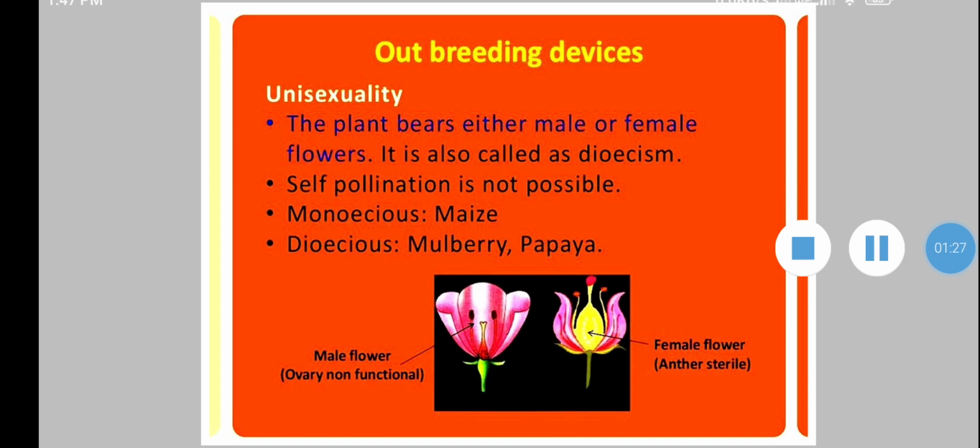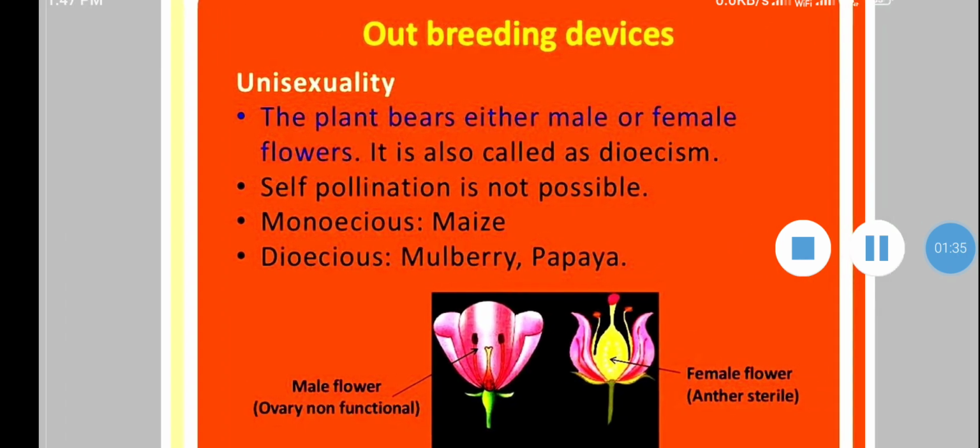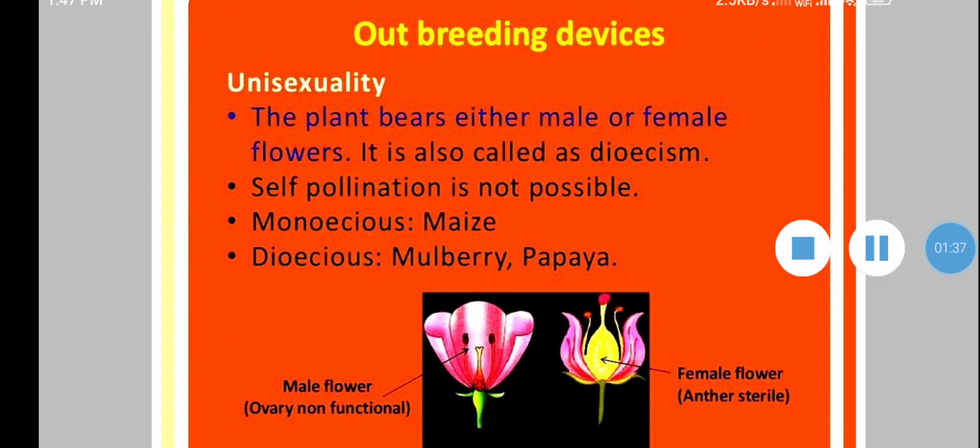So, the following are some examples of the outbreeding devices. The first one is unisexuality. Now, the plant bears either male or female flowers. It is also called dioecium. Self-pollination is not possible in this flower. Monoecious, for example, maize; dioecious, for example, mulberry and papaya. They show unisexuality.